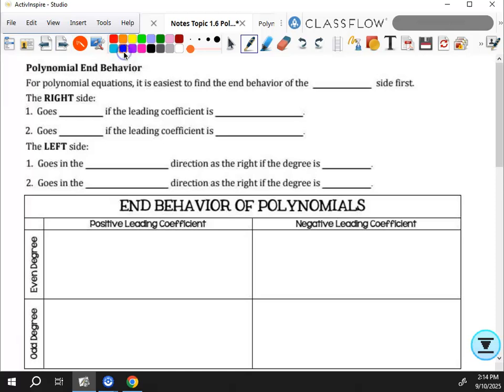Okay, so we looked at a graph and figured out end behavior from a graph because it's looking right at us and pointing. What about when we just have an equation? For polynomials, because again, we're going to do this with more than just polynomials, it's easiest, which is a matter of opinion, but I agree with it, to find the end behavior of the right side first. I'm going to show you why.